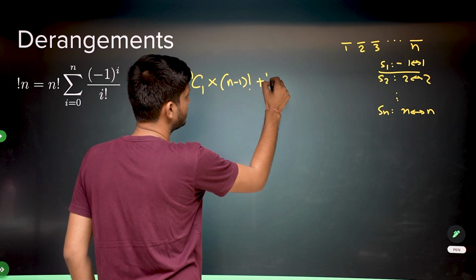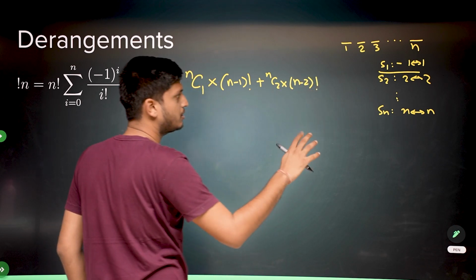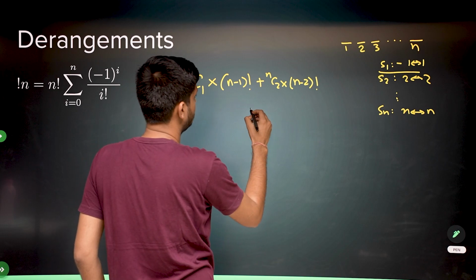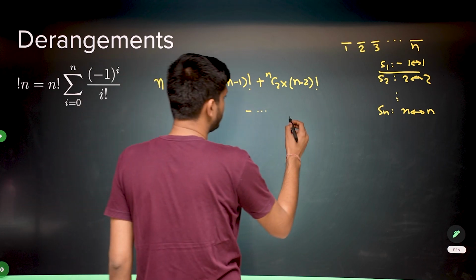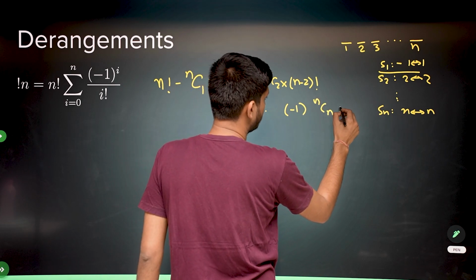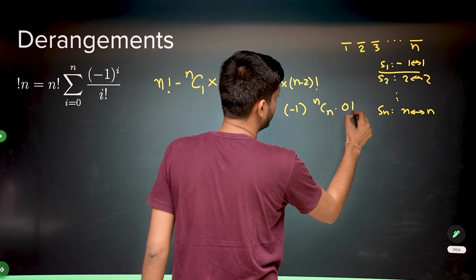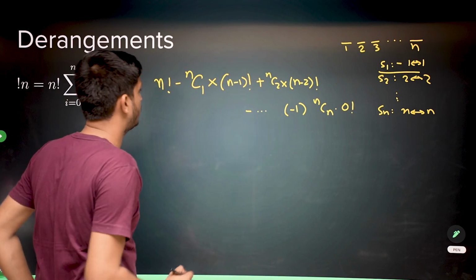Plus nC2 times (n minus 2) factorial, because two conditions are true and the remaining n minus 2 can be arranged in that many ways. Plus minus, and so on. The last term will be minus 1 to the power something, nCn times 0 factorial, that is (n minus n) factorial, right? All the conditions are true. So what will the minus 1 power be?